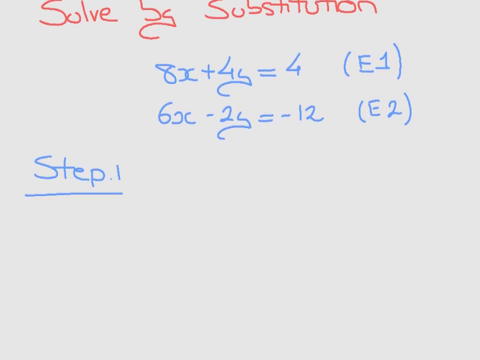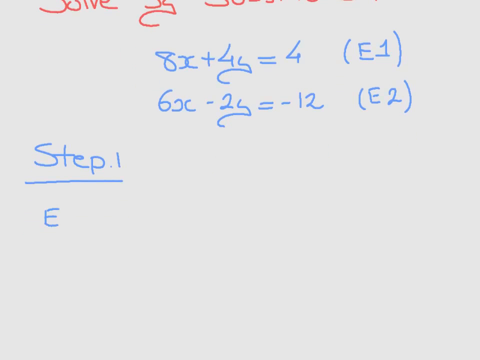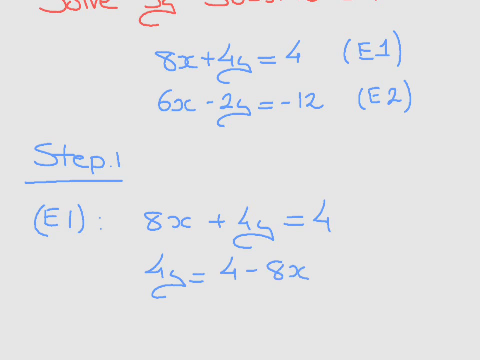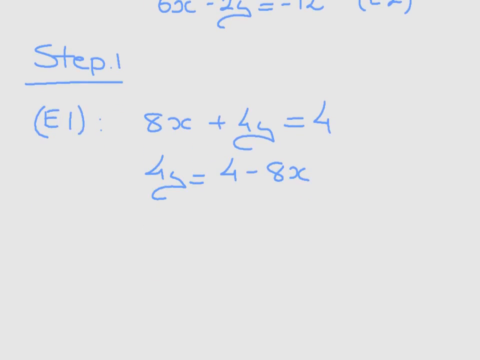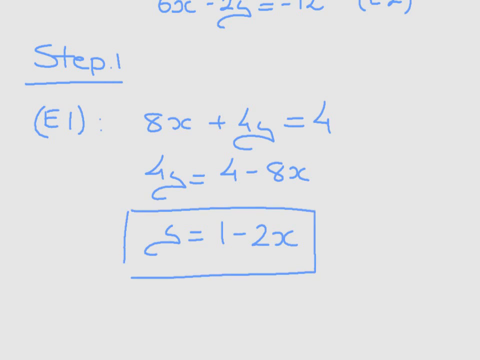So let's see. If I look at E1, we have 8x plus 4y equals 4. Now if I subtract 8x from each side of this equation, we'll be left with 4y is equal to 4 minus 8x. And now if I divide both sides of this equation by 4, we'll have y is equal to 1 minus 2x. And that really is our first step done. You want to box that first result in because we're going to have to use that later.